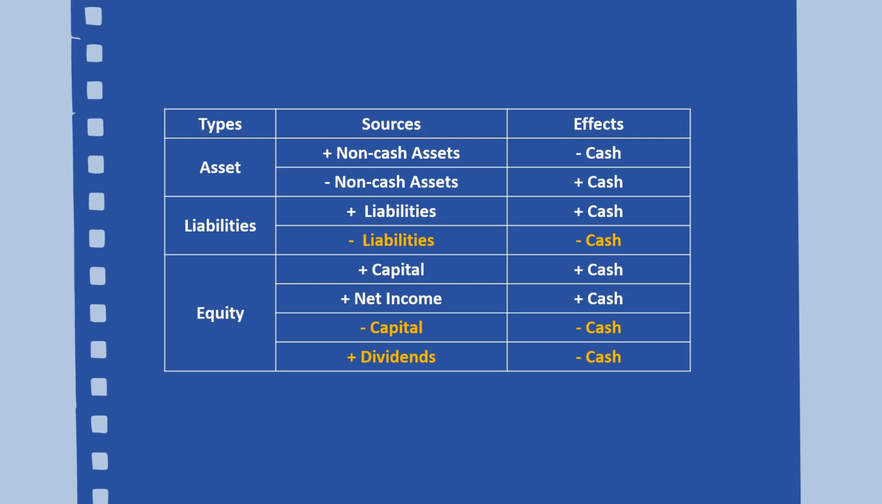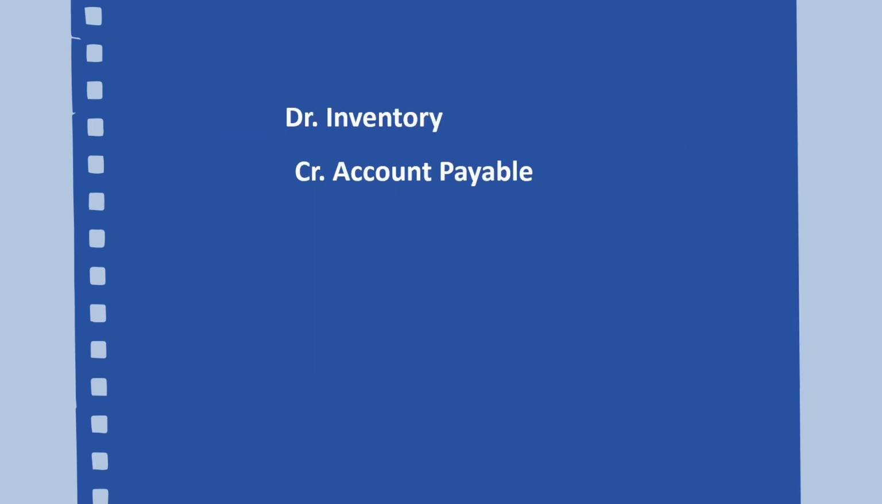Of course, these changes might not have an immediate effect on cash, but their ultimate impact on cash always follows these fundamental principles. For example, when inventory increases, it could be matched with an increase in accounts payable, not affecting the cash account. When the account payable is settled, it leads to a decrease in cash.